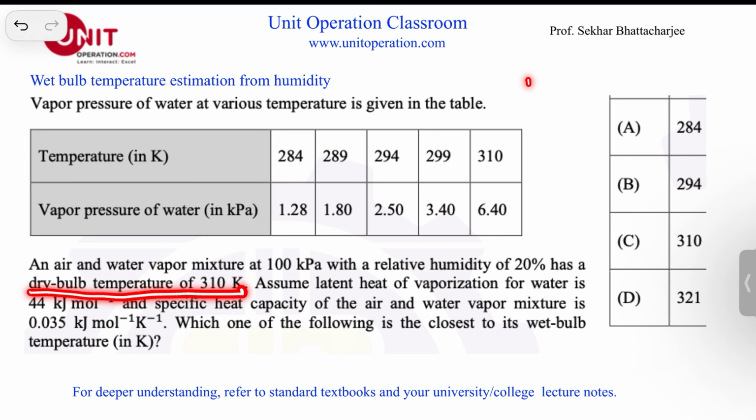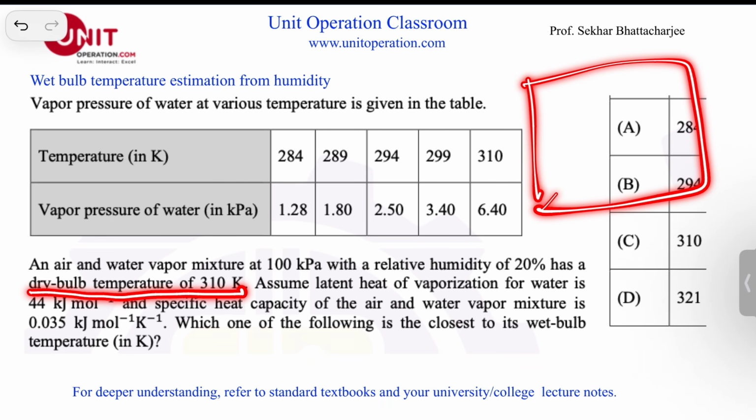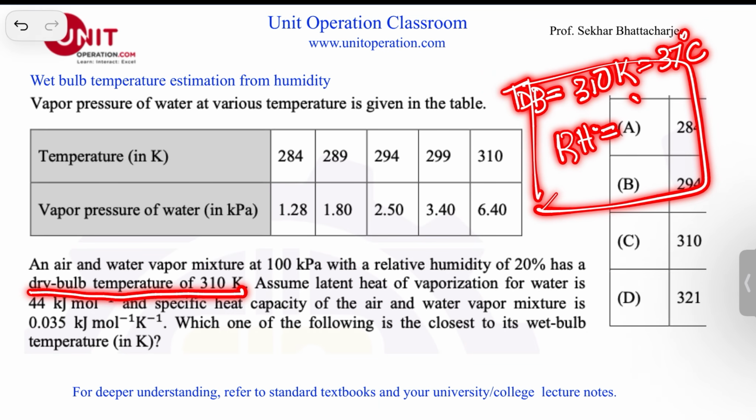So let's say we have a room here, and the temperature is T dry bulb, which is the actual measured temperature. 310 Kelvin is approximately, let's say, 37 degrees Celsius. And the relative humidity is 20%. That automatically gives you the value of the partial pressure of water vapor here, and that gives you the value of humidity. We'll see how to do that.